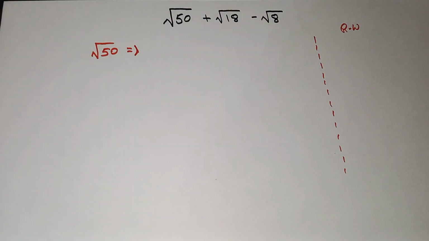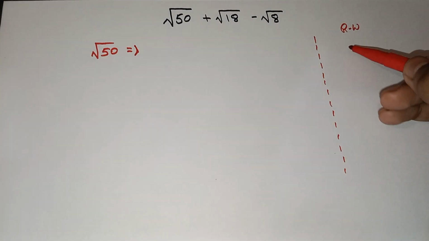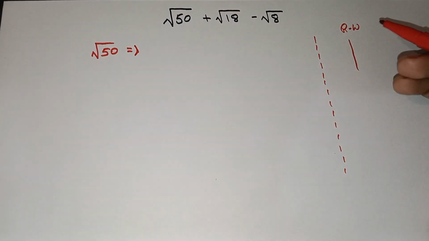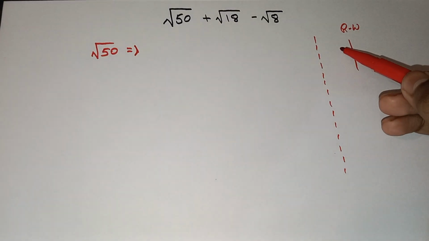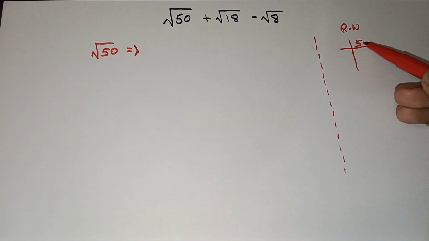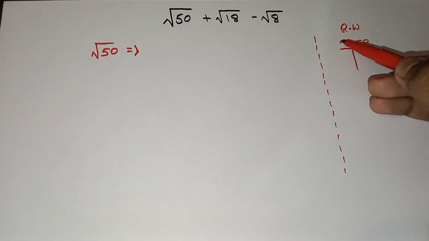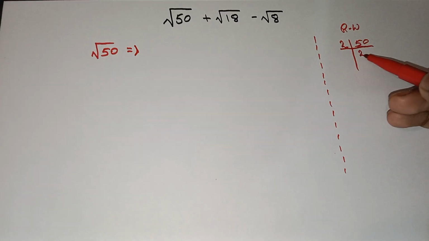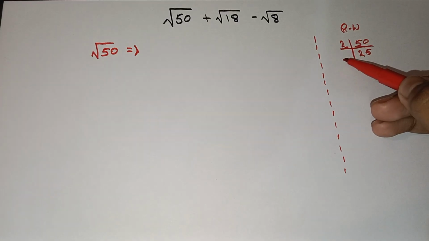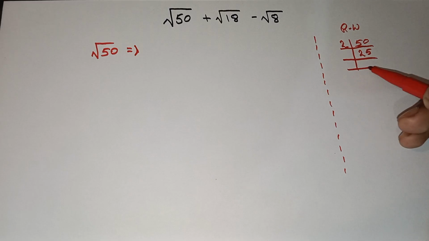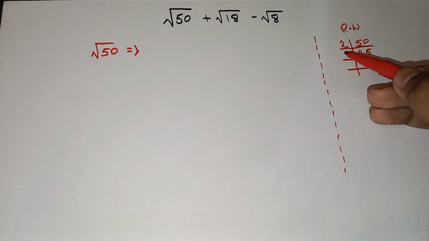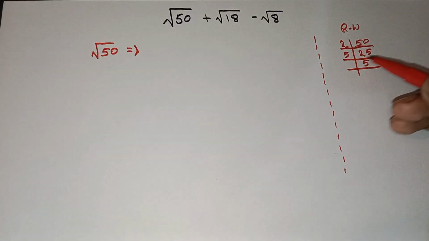So square root of 50, we will take the LCM of 50. I will tell you step by step how to solve it. The smallest number will divide 50. So 2 25s are 50, 5 5s are 25, and 5 1s are 5.